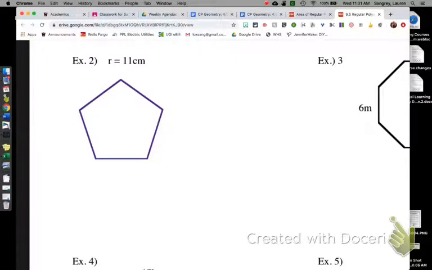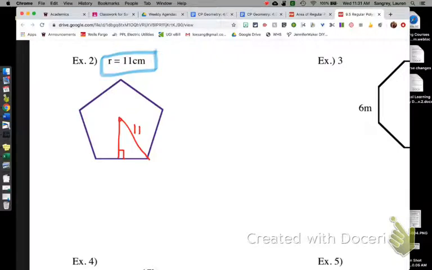This is our 9.5 area of regular polygon notes, and I'm going to look at example number 2, where we are given the radius this time instead of the apothem. So the first step is to always draw the right triangle inside of our polygon with the apothem and the radius. Now this time we know what the radius is, so I'm going to label that as 11.